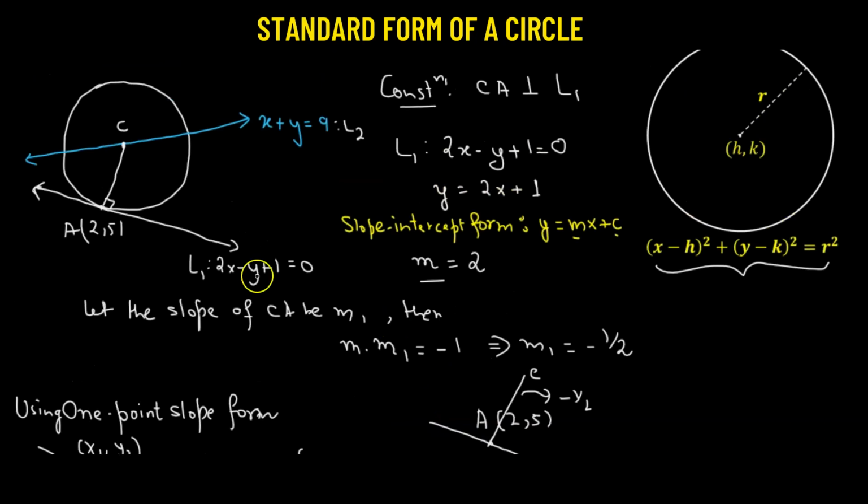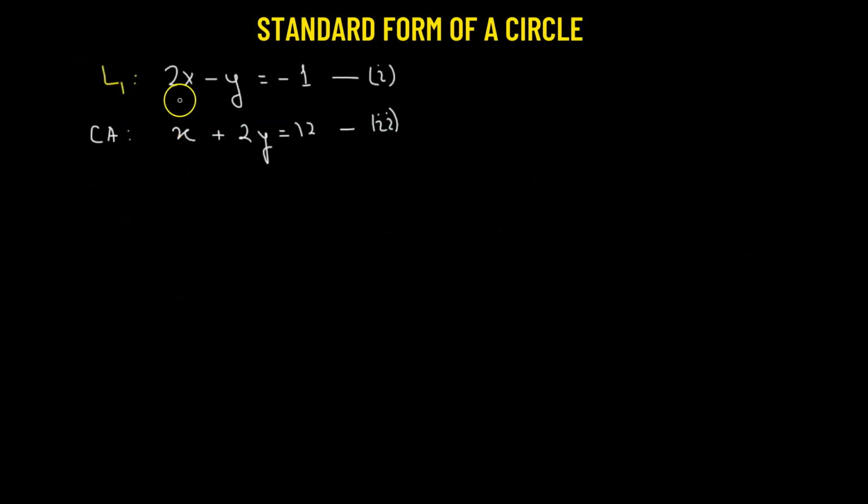Now that we have the equation of line CA, we also have the equation of the tangent line. So if we solve the two equations, it's going to give us the value of x and y, which is actually the intersection point A. So let's try to solve the equation L1 and the equation for line CA. So we have the equation of the tangent line 2x minus y equals to negative 1. We're going to label it as equation number 1.